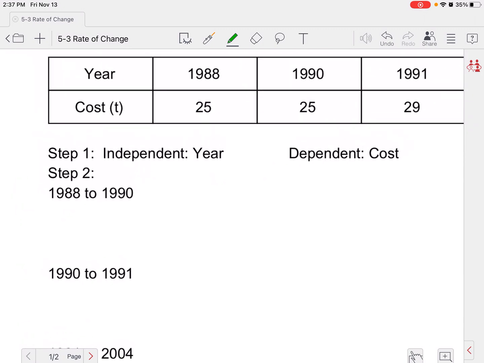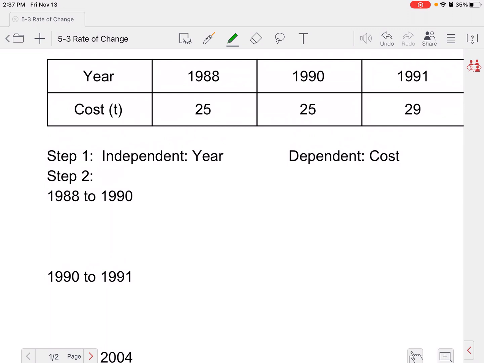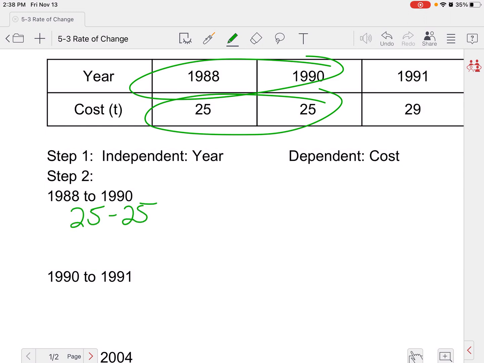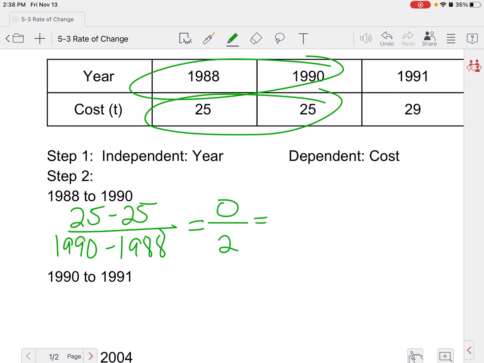So from 1988 to 1990, okay? So I'm going to look at my y values and then my x values. So the change in y is going to be 25 minus 25 because the y's were exactly the same. And then we're going to do 1990 minus 1988 because those are the x values here. Well, 25 minus 25 is 0, and 1990 minus 1988 is 2. Well, 0 divided by 2 is 0. So there was a 0-cent change per year between 88 and 90 because the cost stayed the same.